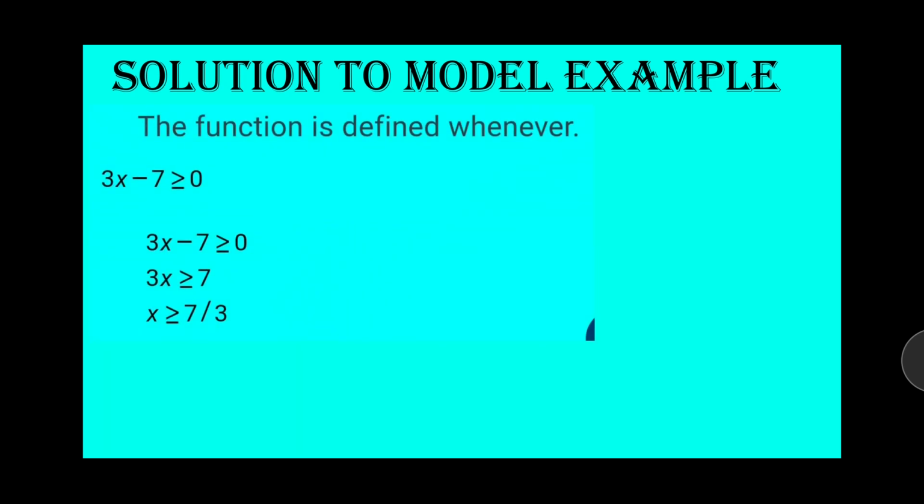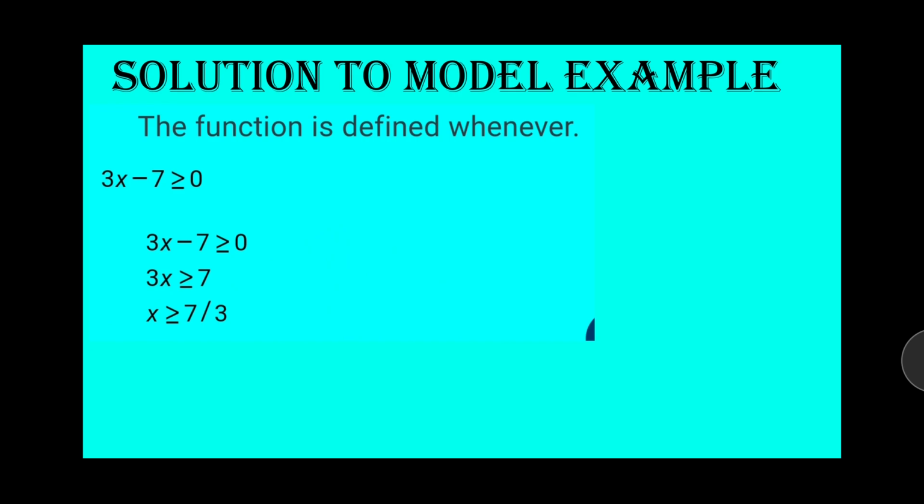The function is defined whenever what we have in that square root is greater than or equal to 0. As you know, we cannot have a negative value inside the square root. It's going to make it a complex number, so it makes it undefined. So when you have a square root function, solve whatever you have within the square root. Make it greater or equal to 0.